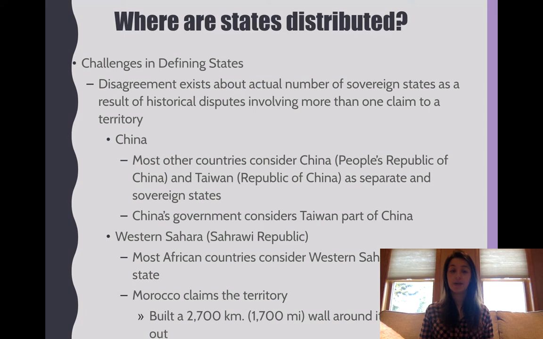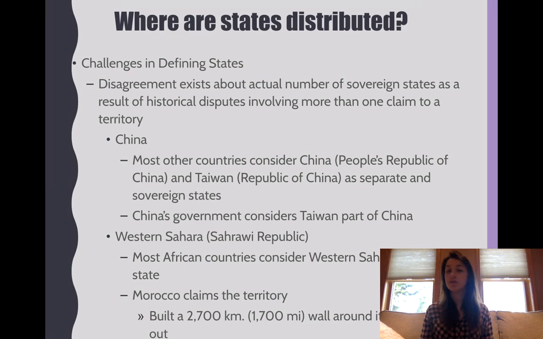On the flip side, we have Western Sahara on the African continent. Most African countries consider Western Sahara a sovereign independent state. On the flip side, Morocco claims that territory. And so again, there's this question of independence.